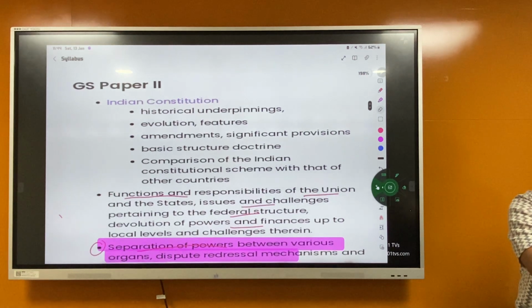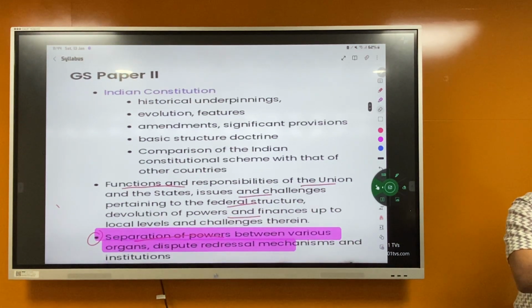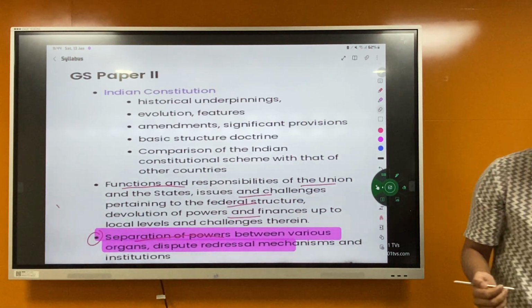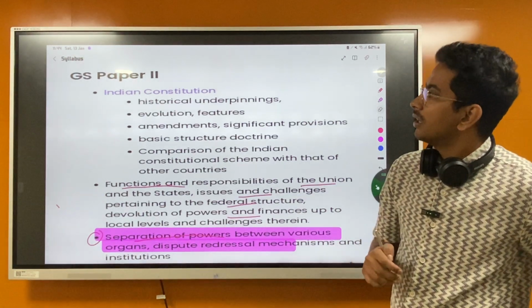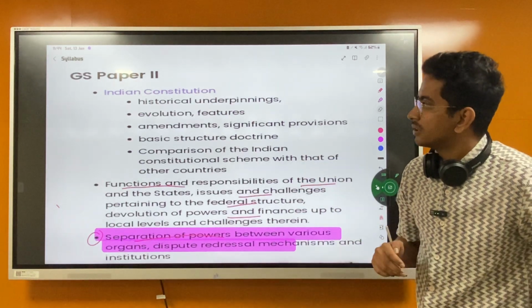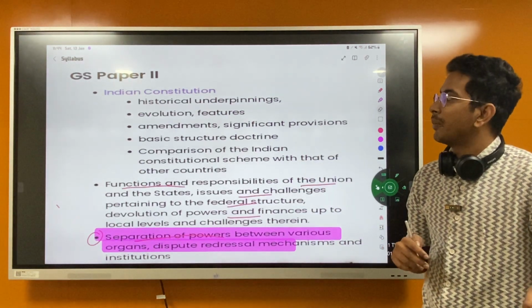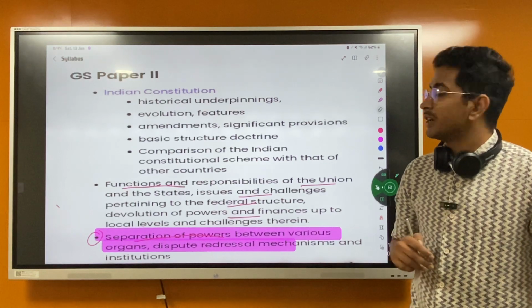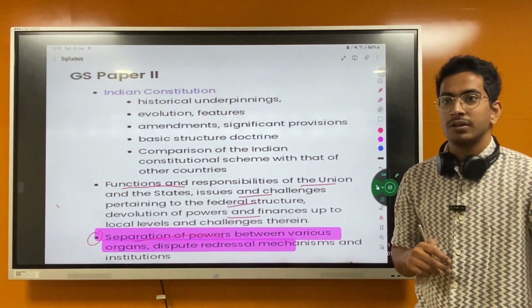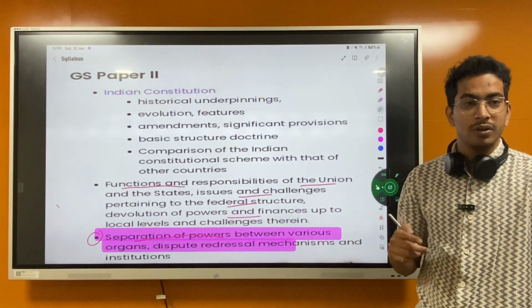Can you see? I'll be dictating. You can read it. You can write it from here also. GS2 paper. First, we are talking about paper 2. The first topic is Indian Constitution. So, what are the subtopics? Historical underpinning, evolution, features, amendments, comma, significant provisions. Please write it down. You'll remember all these things.